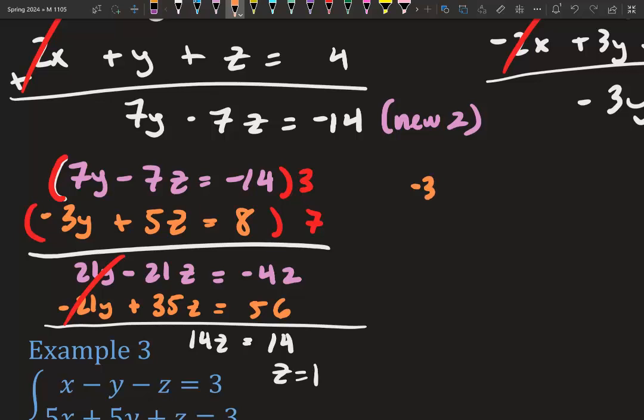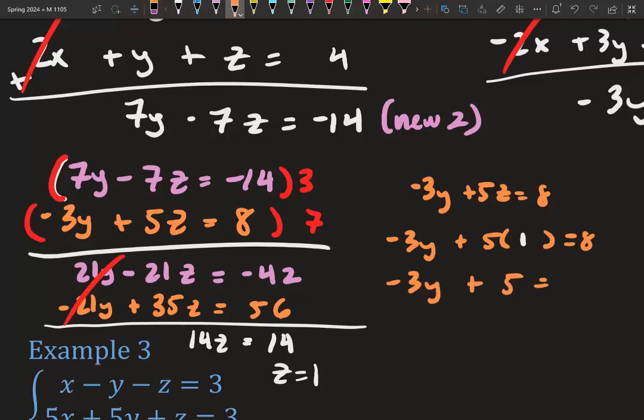So we have negative 3y plus 5z equals 8. We found z to be 1, so we have negative 3y plus 5 equals 8. Subtract 5. We have negative 3y equals 3. Divide by negative 3. We get y equals negative 1.